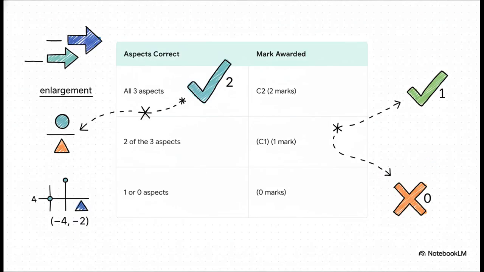So, how does this all translate into your score? Well, the mark scheme is super clear. If you get all 3 things right, enlargement, scale factor 2/3, and the center -4, -2, you get the full 2 marks. If you only get 2 of those right, say you find the enlargement and the scale factor but mess up the center, you still get 1 mark. Any less than that, and you get 0. It shows why every single part matters.